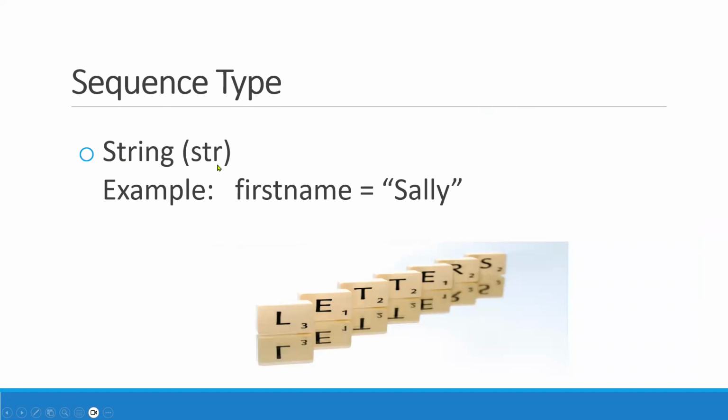String, str, represents a sequence of characters, and they're enclosed either by double quotes or single quotes. Here I have an example of Sally, which is a text or a word or a string assigned to first name. And Python automatically knows if you do first name equals Sally, that Sally is a string.